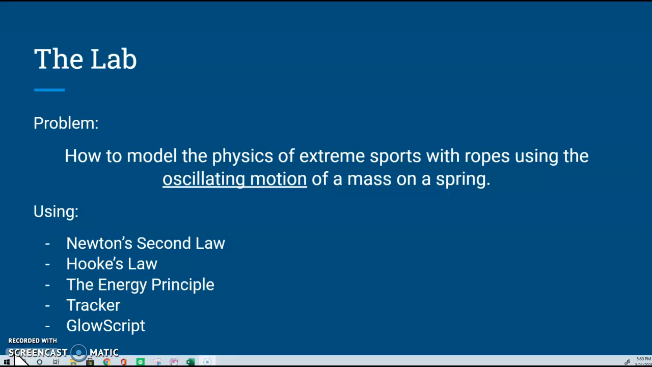For this lab, I developed the following problem statement: how to model the physics of extreme sports with ropes using the physics of oscillating motion of a mass on a spring. The answer to this problem is important because it will help us to better understand oscillations, physics principles, and physics in everyday life. To complete this lab, I used Newton's second law, Hooke's law, the energy principle, Tracker, and GlowScript.